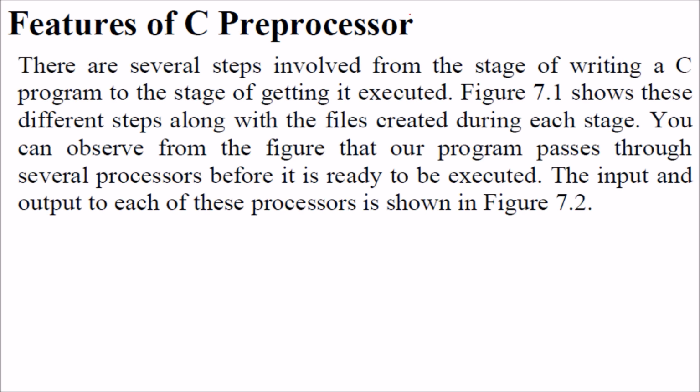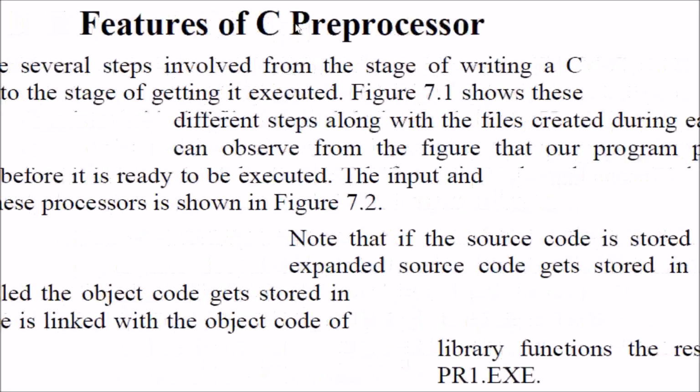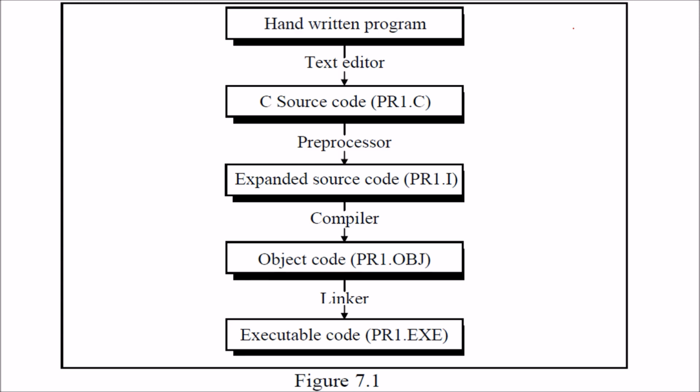What are the features of C preprocessor? There are certain steps involved whenever you write a program and run it for the result. Let me show you with a diagram. First, you may take a piece of paper, write the algorithm before that, then write the program. Now you go to the text editor, Turbo C, VC++, or say Code Blocks. Now you write your program, and that program can be saved, say your program name is pr1.c. This is your program, right?